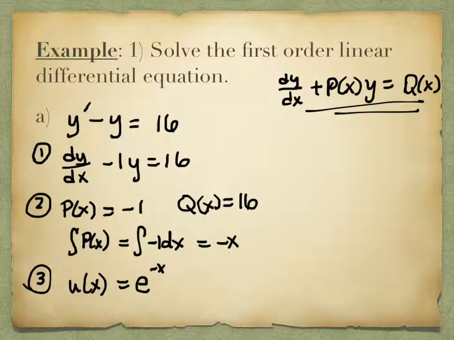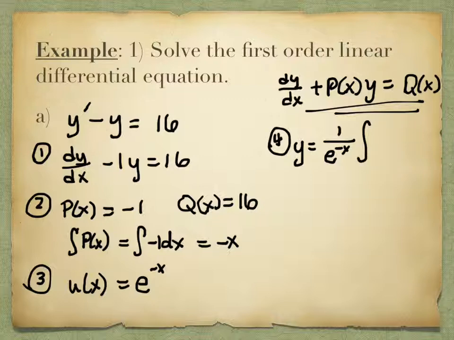All right. Step 4 then is to write out y equals. It's supposed to be 1 over the u of x that we got in step 3. So this would be 1 over e to the negative x times the integral of q of x, which is 16, times u of x, which is e to the negative x dx. So looking at your paper, does that look like what we had written down at step 4 is supposed to look like now? Look okay?